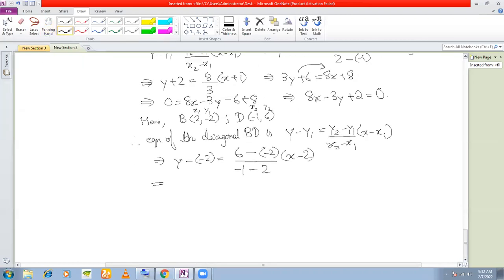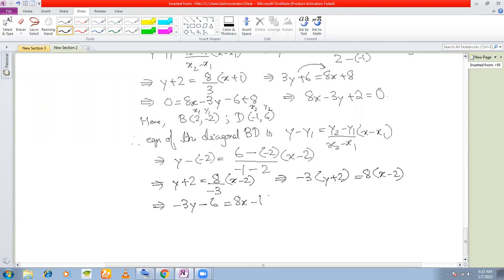And now we can simplify this. So you get y plus 2 is equal to 8 by -3 into x minus 2. Cross multiply, you get -3 into y plus 2 is equal to 8 times x minus 2. So you get -3y minus 6 is equal to 8x minus 16.